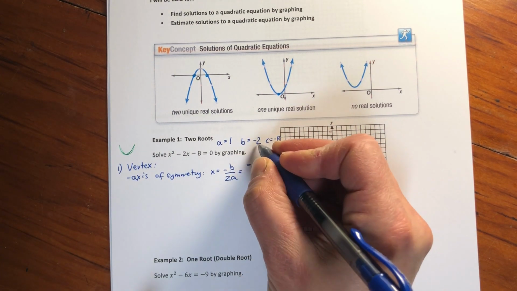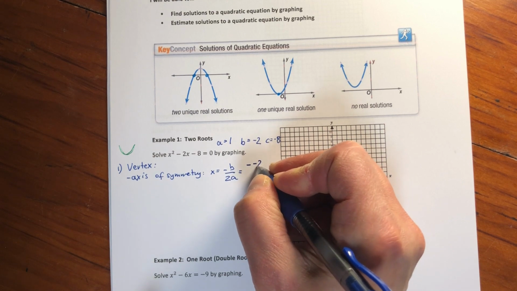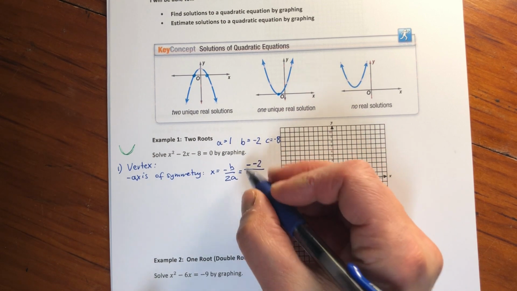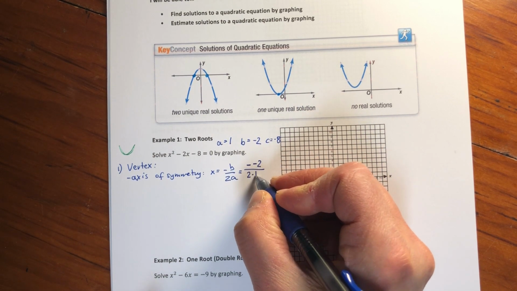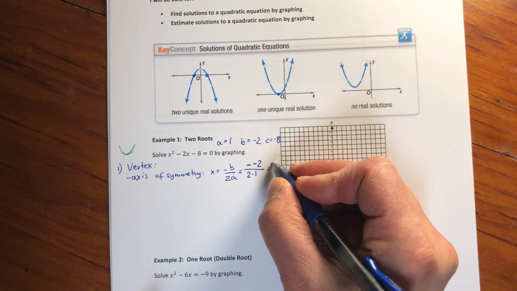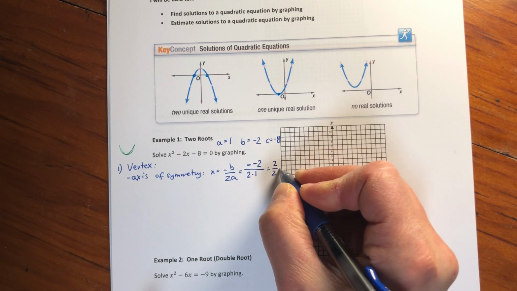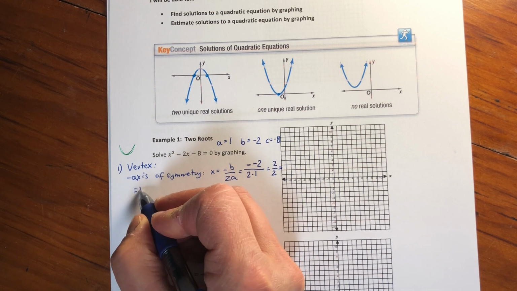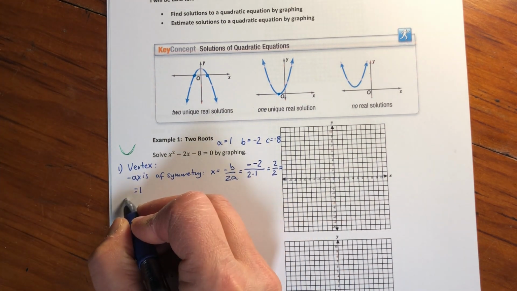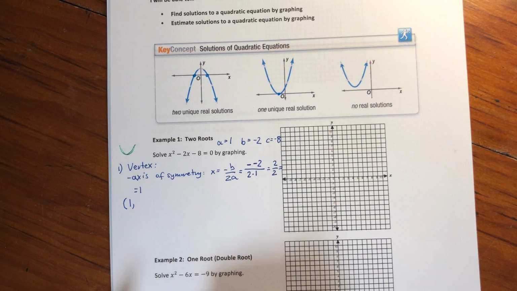Negative is in the formula, b is negative 2. We'll clean this up in a second. And then we have 2 times 1. Negative, negative gives me positive. 2 divided by 2, the answer is 1. So I know that the x-coordinate of the vertex is 1.